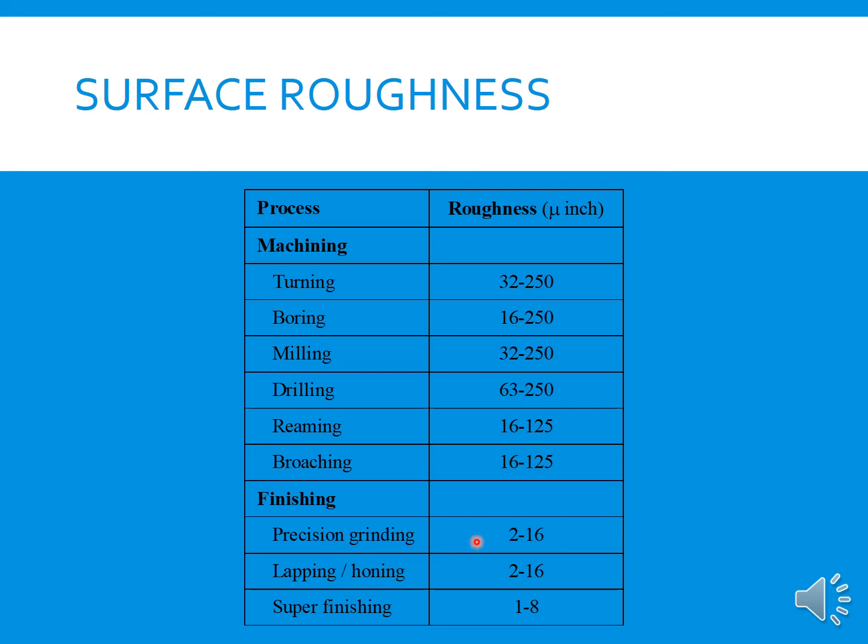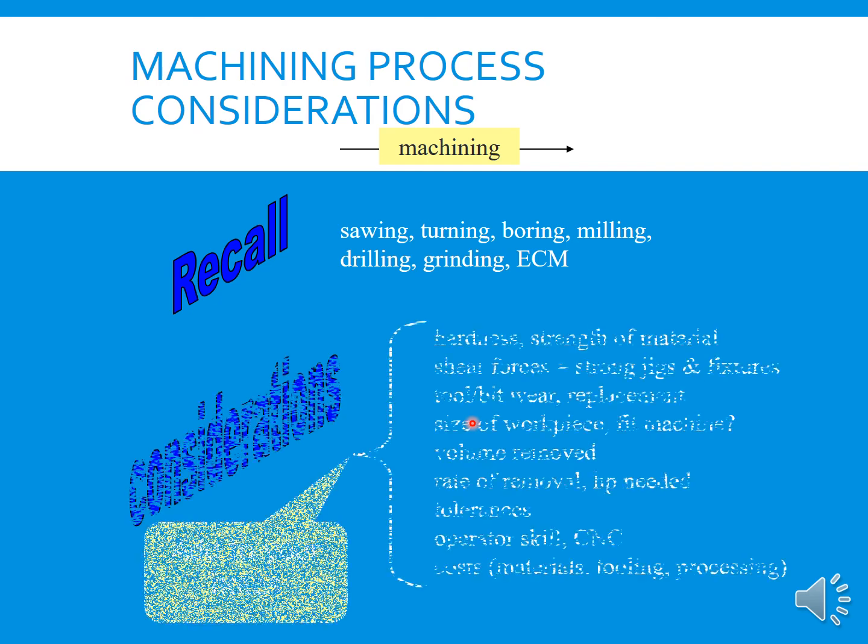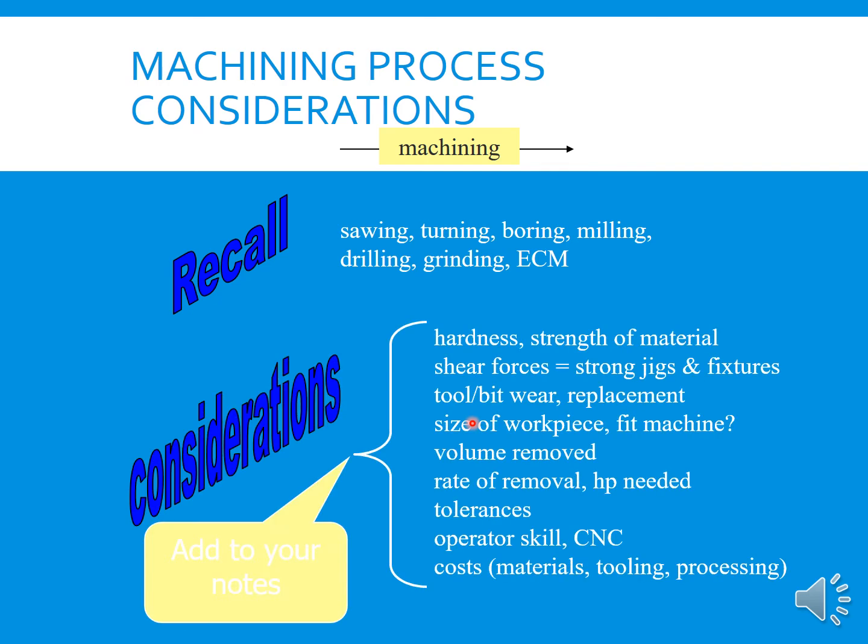Precision grinding is 2 to 16. Lapping is 2 to 16. So for finishing, 1 to 8. Okay, you must know the process and what surface it gives. Okay, these are the items you must consider, the parameters when you need this process.